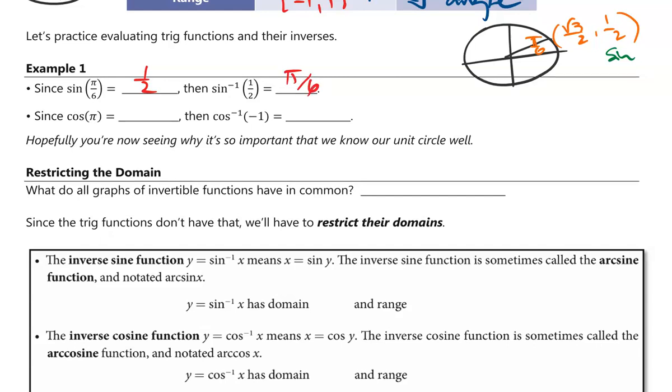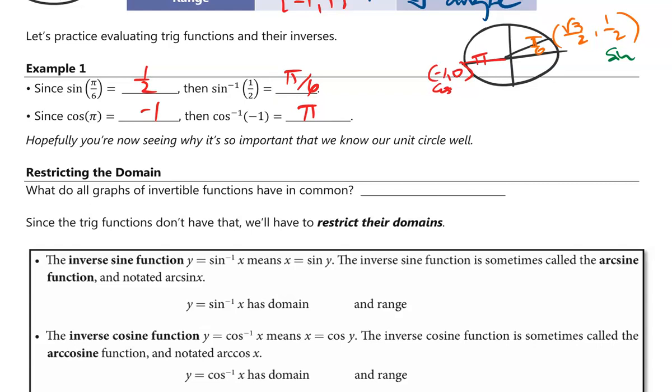How about cosine of pi? So this is pi, and we have here negative 1, 0. So cosine of pi, the x coordinate is cosine, and that is negative 1. Then inverse cosine of negative 1 is equal to pi. So hopefully you're seeing why it's so important that we know the unit circle well.